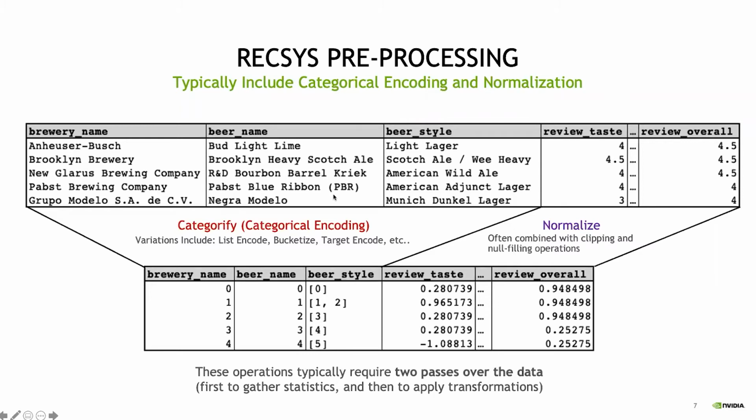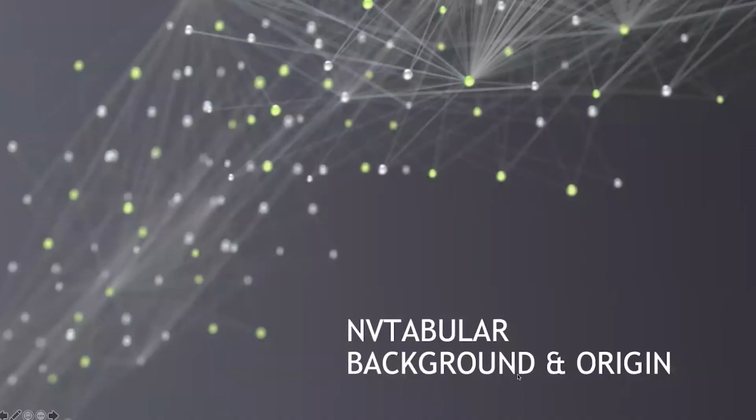Something to keep in mind for both categorify variations and normalize variations is that we typically require two passes over the dataset for our pre-processing operations. The first pass would be to gather statistics like unique values if we're doing categorify, or for normalize, we need to gather things like the mean and standard deviation. After we've made this pass over the data, then we can go through again and apply local row-wise transformations. That really is the background we need about RecSys for NVTabular. So let's give a little background on what is NVTabular.